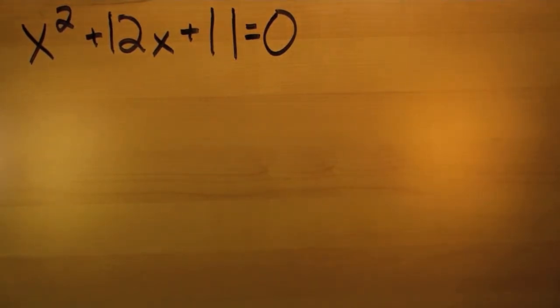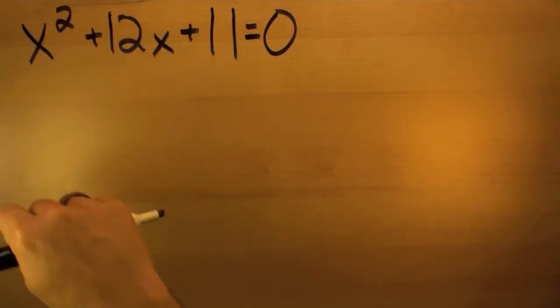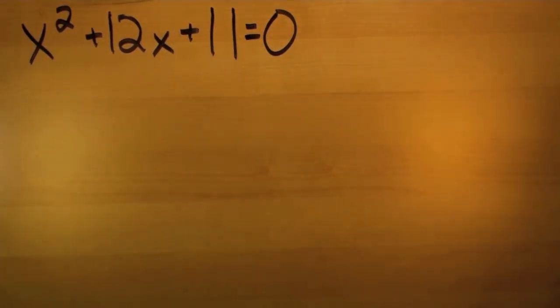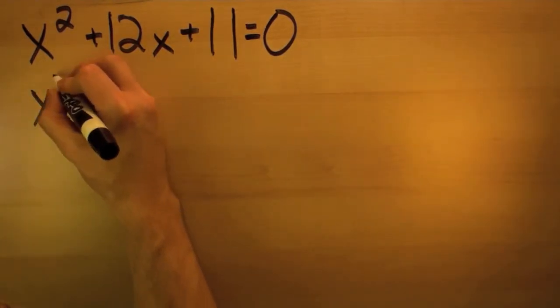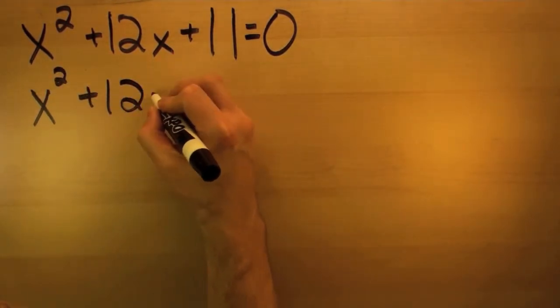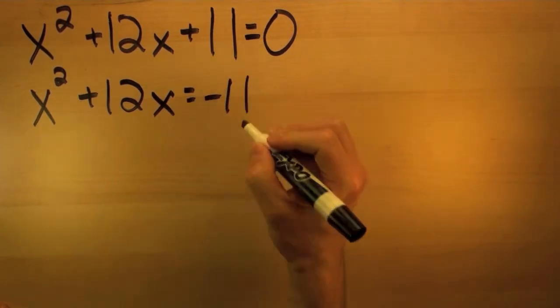So here we have the simplified case where the coefficient in front of the x squared is a 1. So the next thing we do is get the constant on the right side of the equation by subtracting 11 from both sides. This gives us x squared plus 12x equals negative 11.